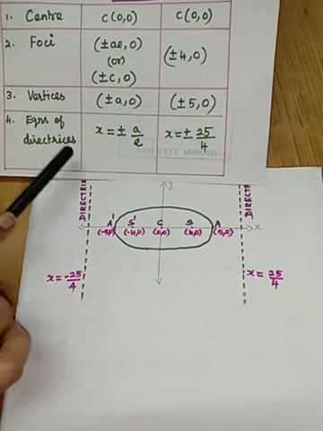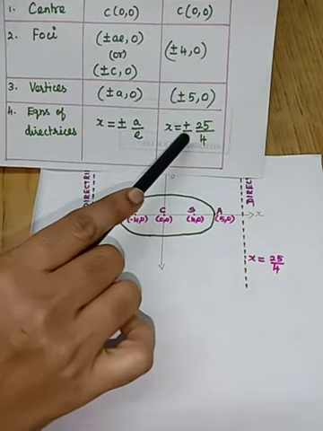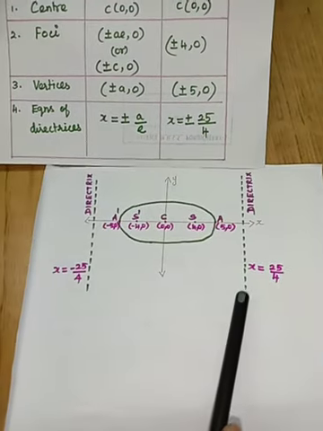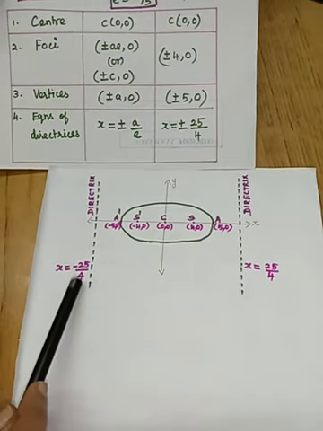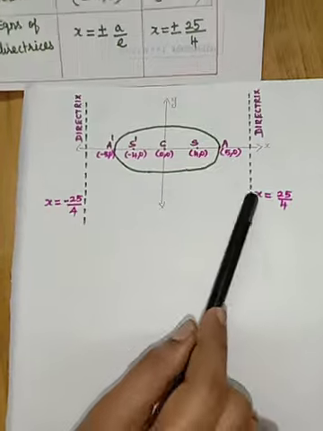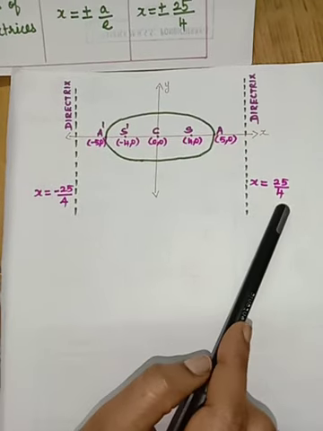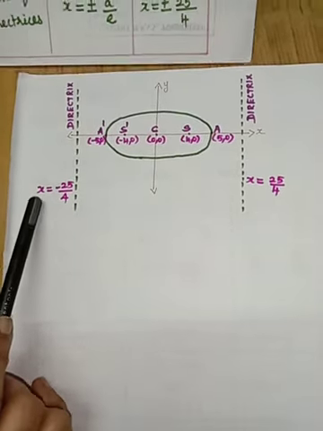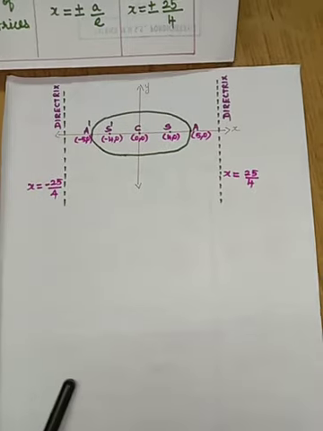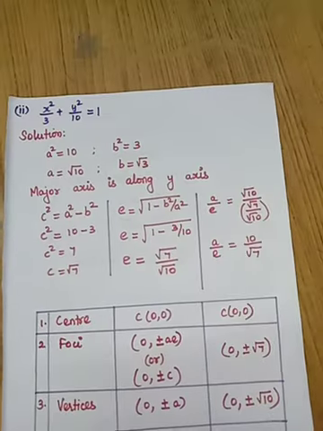So equation of directrices. X is equal to plus or minus 25 by 4. This is one directrix. This is the another one. So it is in the right side of x-axis. So X is equal to 25 by 4. And this is X is equal to minus 25 by 4. We'll see the next problem.